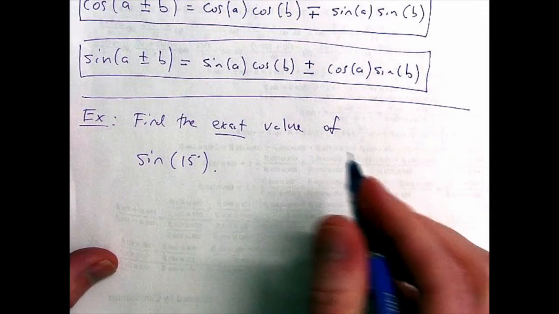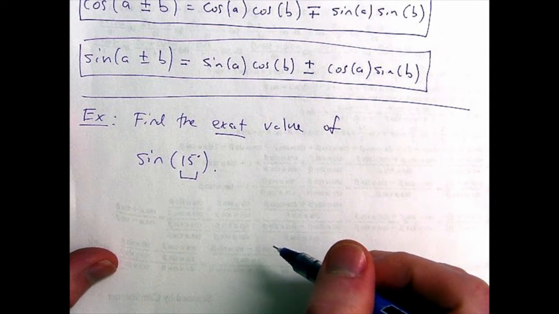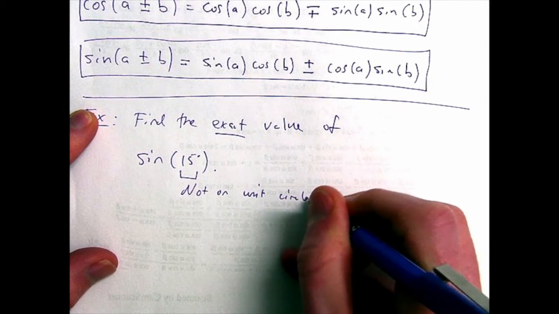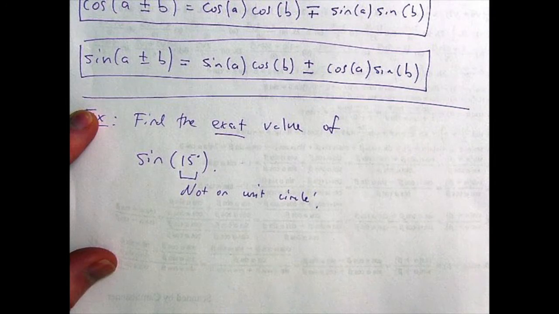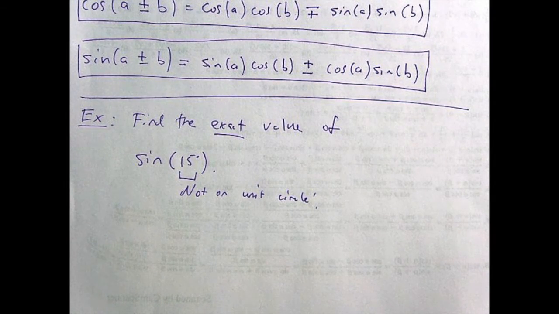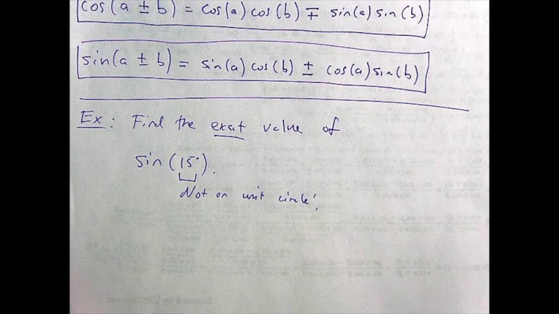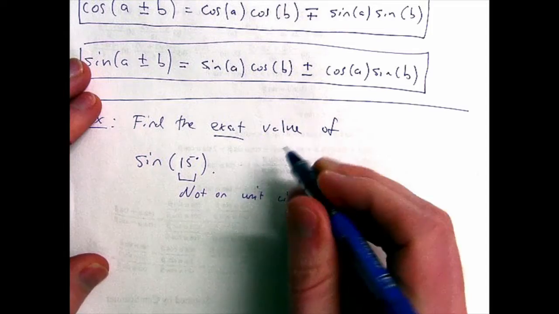The thing to recognize here is that 15 degrees is not a value on the unit circle, right? It's not on the unit circle. And that really presents a problem, right? How are you supposed to know the sine of 15 if 15 is not a unit circle value? It's not 30, it's not 45 or 60 or anything like that. The trick is to recognize that you can represent 15 as the difference of two angles which are on the unit circle, okay? I'll say that again. You can represent 15 as the difference of two angles which are on the unit circle.